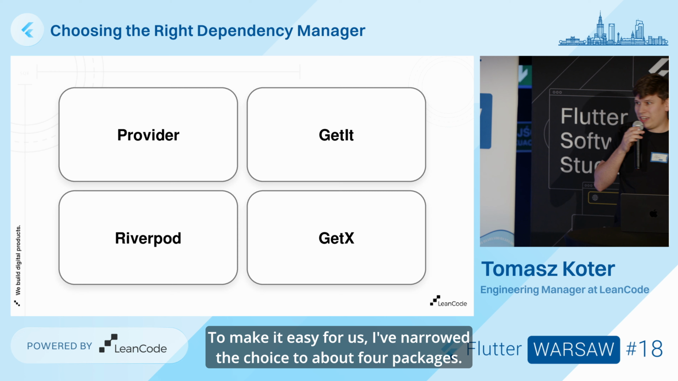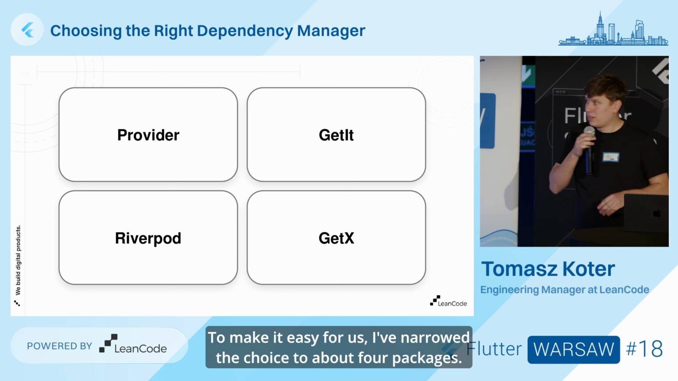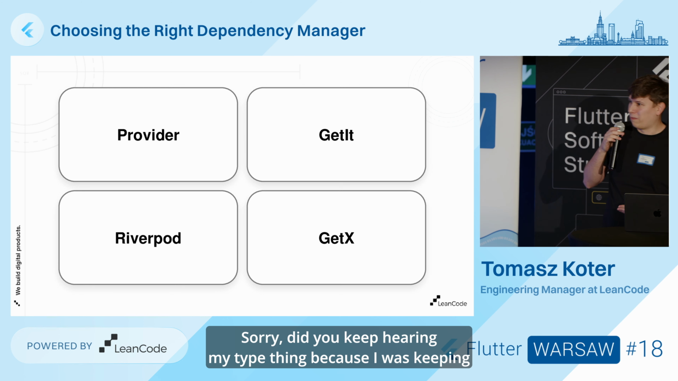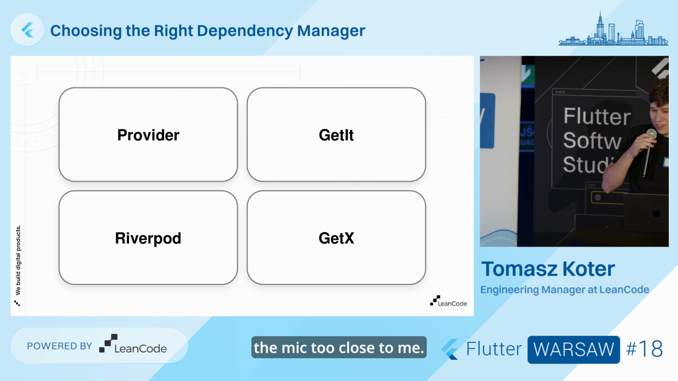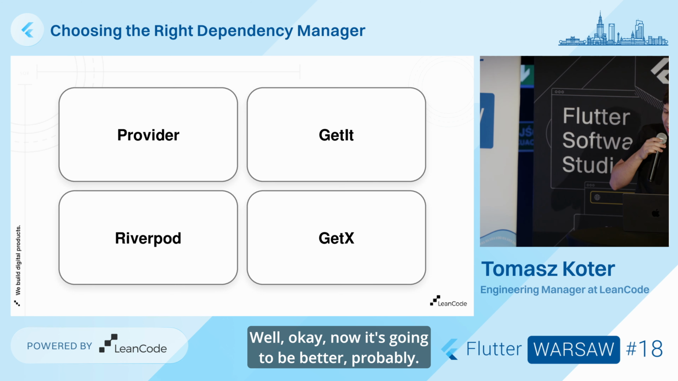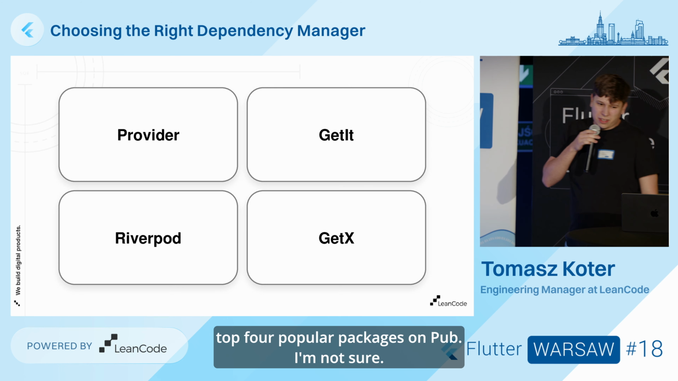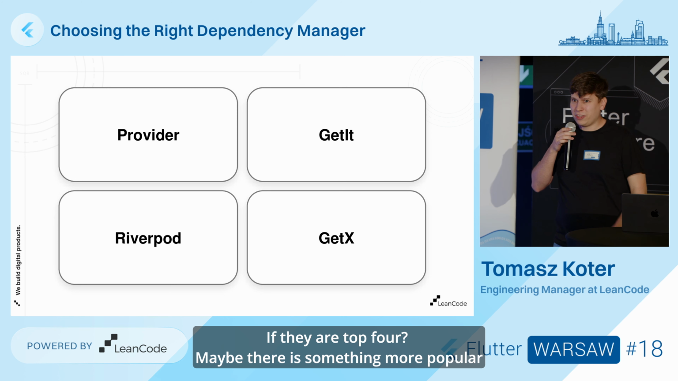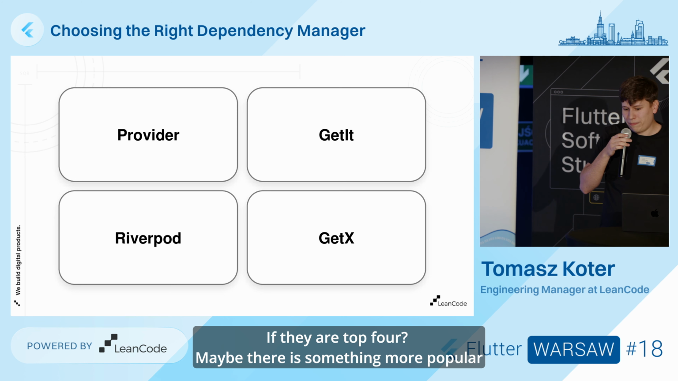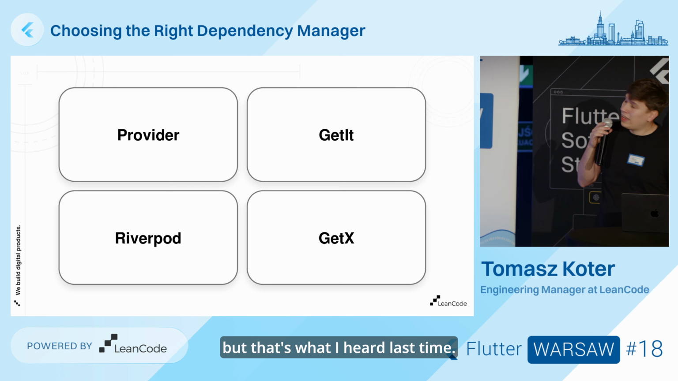To make it easy for us, I've narrowed the choice to about 4 packages. Sorry, did you keep hearing my mic? Because I was keeping the mic too close to me. Well, okay, now it's probably going to be better. So I've narrowed the choice to probably the top 4 popular packages on pub. I'm not sure if they are the top 4. Maybe there's something more popular, but that's what I heard last time.